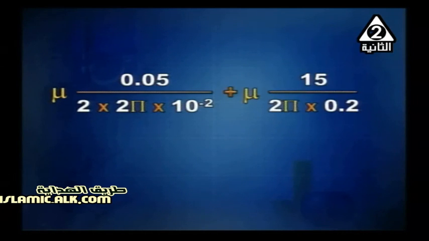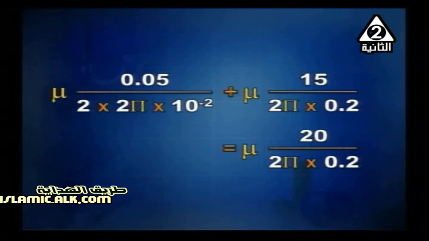So we can say mu 0.05 over 2 times 2 pi times 10 power negative 2. So we can say 0.05 over 2 times 2 pi times 10 power negative 2 times permeability, of course. This is the field of the circular coil plus the field of the wire that carries 15 ampere current, over 2 pi times 0.2, equals permeability 20 over 2 pi times 0.2.